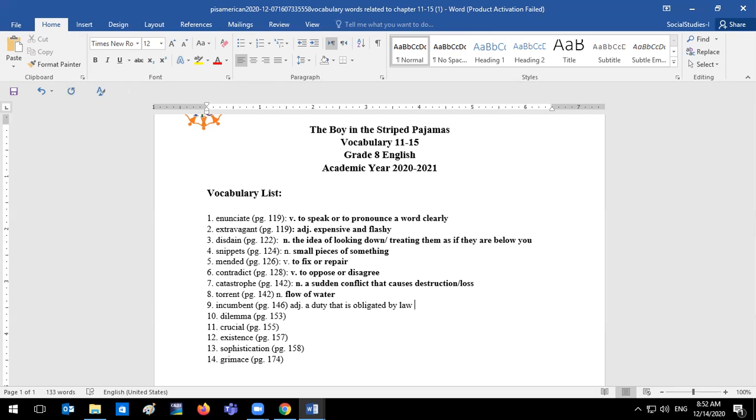Another word that we have is the word dilemma. The word dilemma is also a problem, but I don't want you to confuse it on the quiz with the word catastrophe, because they're different. A dilemma is a noun also, but a dilemma is used when a person is stuck between two choices and they have to make a choice.